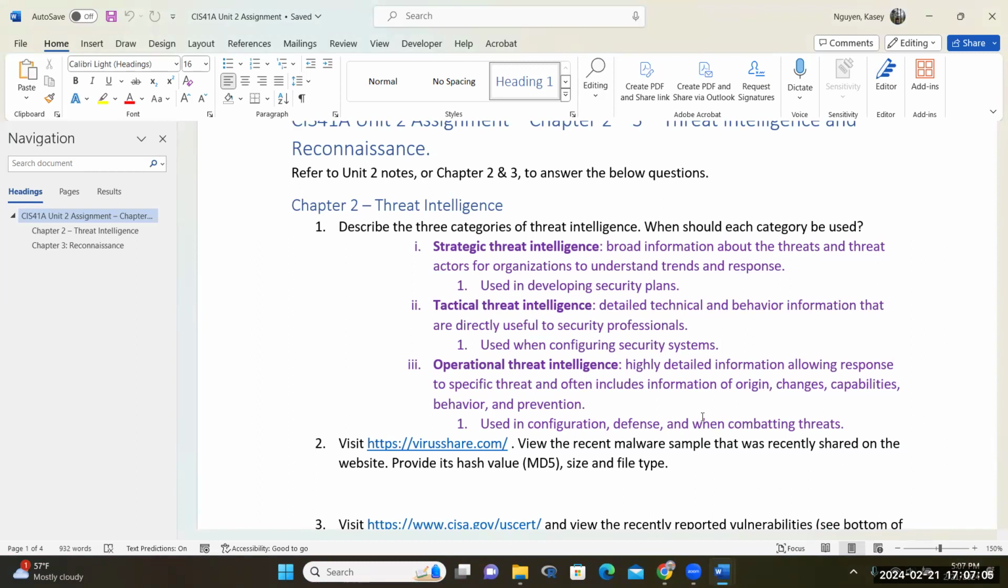The operational threat intelligence, as we mentioned, is detailed information on how we're responding to threats, where they're coming from, how they're changing throughout your environment, what they're capable of, and what kind of behavior. This really entails a lot of different things, from malware to attackers, right? And how we can prevent it.